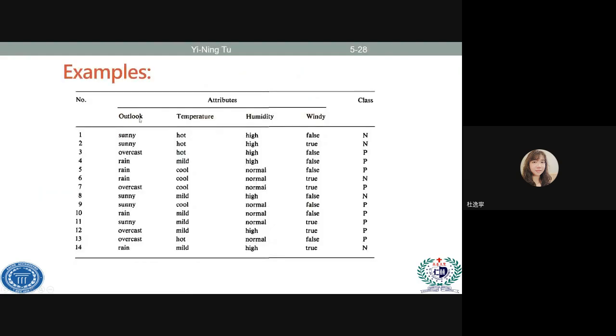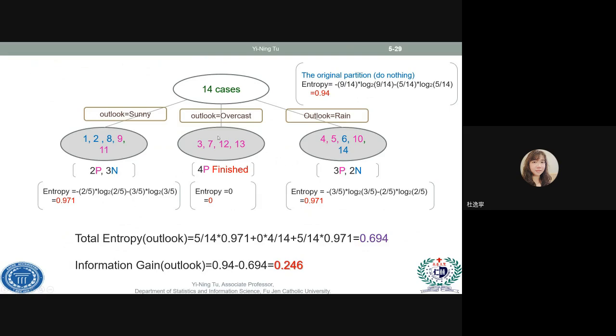Okay, so we will try to analyze this attribute, outlook. Outlook here we will have 3 values, right? Sunny, overcast, and rain. So there are 3 branches, and I give you the details. Outlook here: 1, 2, 8, 9, 11. We will find there are 2 play and 3 no play. But for the overcast, the 4 are all play. So the entropy will be 0.